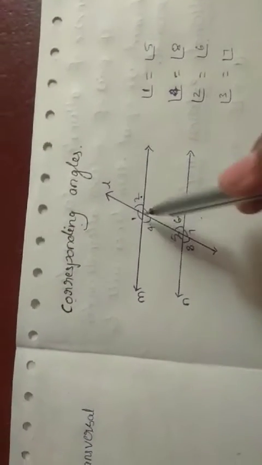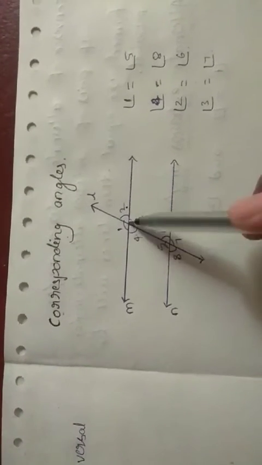See, is this a matching corner or not? Here 4 and 8, this is a matching corner. Yes or no? And this side 2 and 6. Angle 2 and angle 6 are matching corners. Angle 3 and angle 7 are matching corners. These are called corresponding angles.